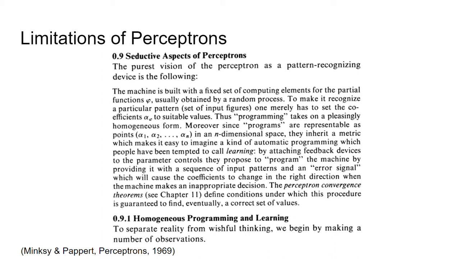Thus, programming takes on a pleasingly homogeneous form. Moreover, since programs are representable as points in an n-dimensional space, that's the space of possible connection weights, they inherit a metric, which makes it easy to imagine some kind of automatic programming which people have been tempted to call learning. By attaching feedback devices to the parameter controls, they propose to program the machine by providing it with a sequence of input patterns and an error signal, which will cause the coefficients to change in the right direction when the machine makes an inappropriate decision. The Perceptron convergence theorems define conditions under which this procedure is guaranteed to find, eventually, a correct set of values.